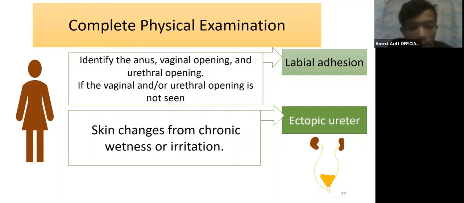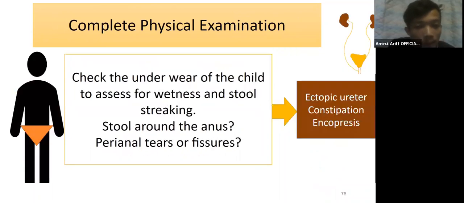We also need to identify the anus, vaginal opening, and urethral opening. If the vaginal or urethral opening is not seen, it may suggest labial adhesion, and labial adhesion is one of the common causes of recurrent UTI in a female child. We also look for skin changes from chronic wetness, or irritation from an ectopic ureter. In an ectopic ureter, the ureter insertion is not at the lateral bladder trigone; it's at another place. Next.